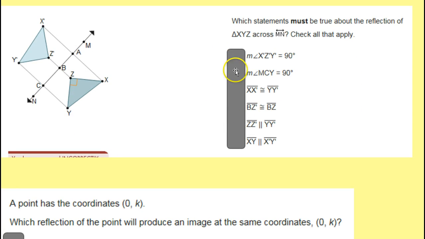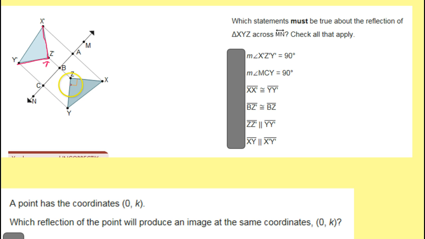Okay, let's take a look at this one. Which statements must be true about the reflection of triangle XYZ across the line MN? Check all that apply. So let's see, angle X prime, Z prime, Y prime is 90 degrees. Let's see, where is that angle? X prime, Z prime, Y prime. This is the angle that they're talking about. Going in order with Z in the middle, it tells you that this is the angle right here.